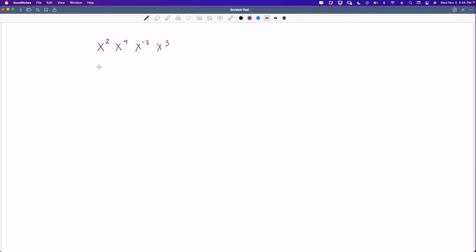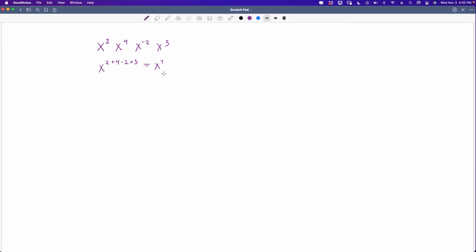So this would equal x to the 2 plus a positive 4, negative 2, positive 3, right? You just do that math problem. So that'd be 6 minus 2 would be 4, plus 3 would be 7. So this would equal x to the 7. All right, that's all you have to do for exponents. So this is all a review for us, I'm sure.